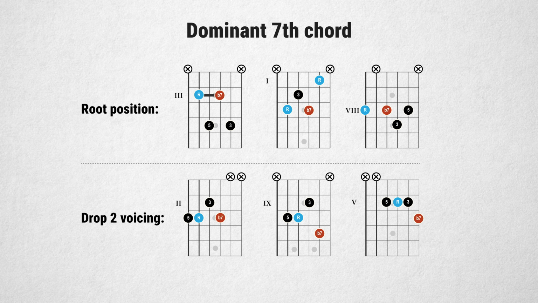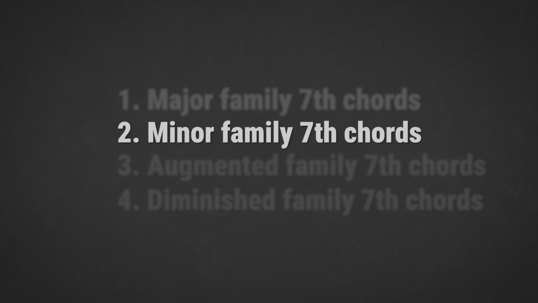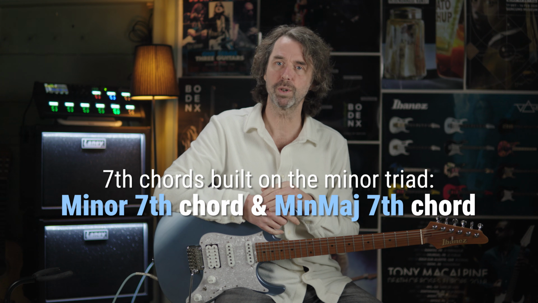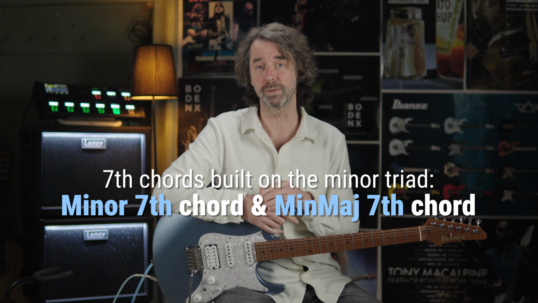Shapes for this dominant 7th chord and the drop 2 voicing look like this. Now on the minor triad, built from a root, a minor third and a perfect 5th, we can build 2 7th chords, the minor 7th chord and the special minor major 7th chord.